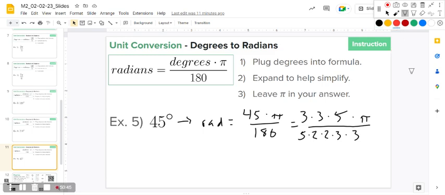Now that I've got it broken down to the smallest numbers, I'm looking for pairs I can cross out. We have a 3 on top, 3 on bottom, another 3 on top with another 3 on bottom. We got that 5 on top and on bottom. And so what this leaves us is just a pi up top divided by 2 times 2 on bottom, which is 4. And if you wanted to, this is our final answer right here, pi over 4.